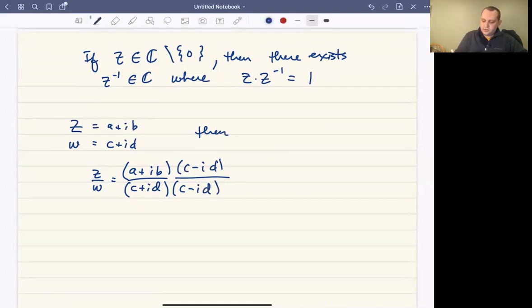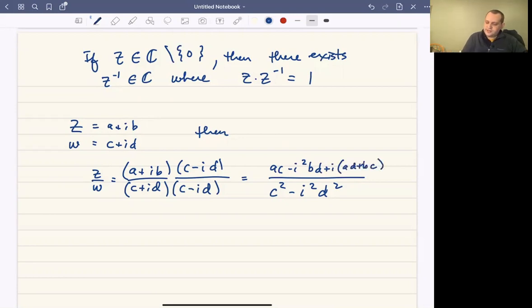Think about how the multiplication rule works. In the denominator, you're going to end up with c squared minus i squared d squared, and because they have opposite signs, the other terms cancel. In the numerator, you're going to end up with ac minus i squared bd plus i times (ad plus bc). Now, the point of this is not to memorize anything.